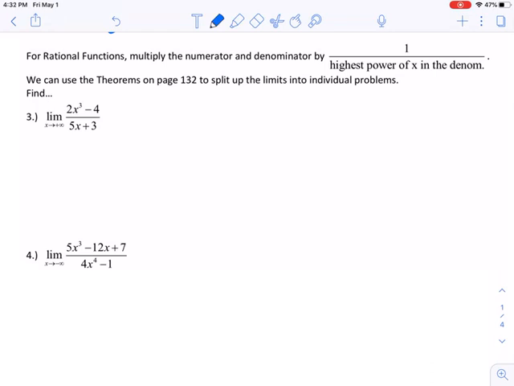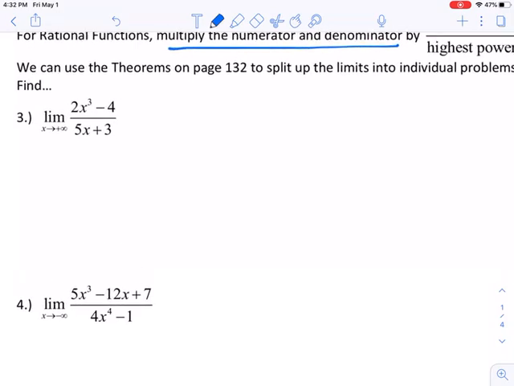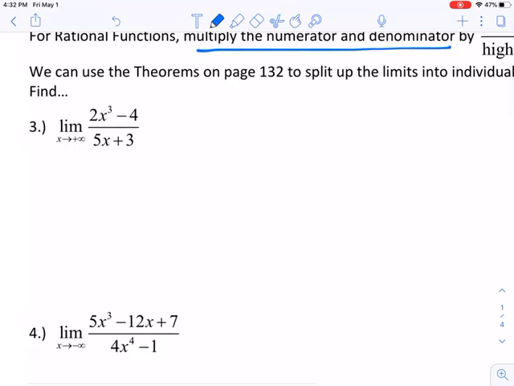So since my x is approaching a positive infinity, my rule is that I want to multiply the numerator and the denominator by 1 over the highest power of x in the denominator. So in this case, for question number 3, I'm going to multiply the numerator and the denominator by 1 over x, since my highest degree in my denominator is an x to the first.